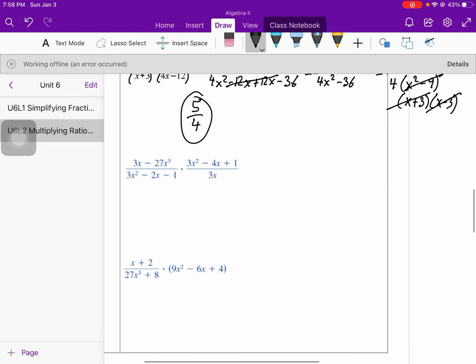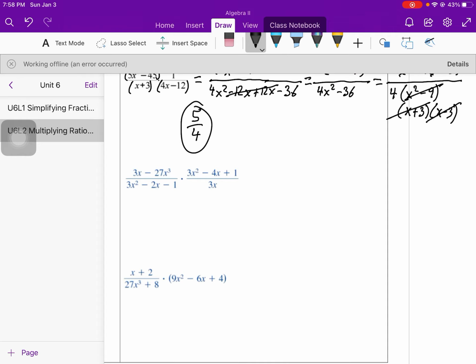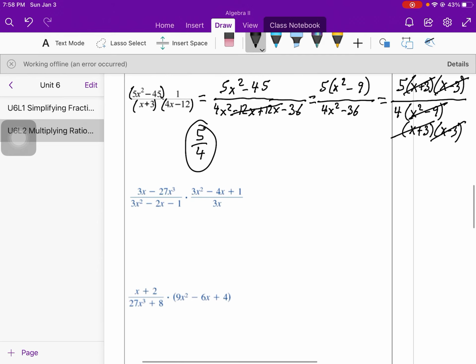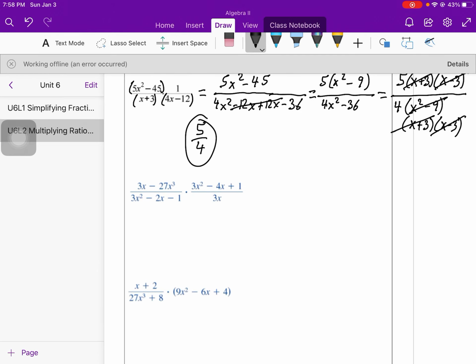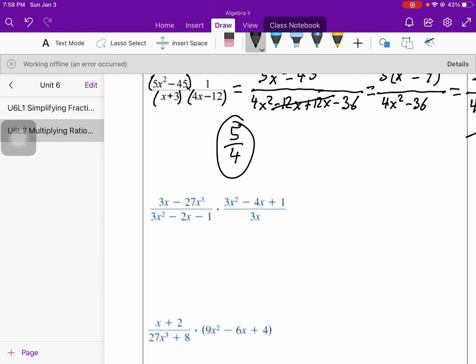Okay, a couple more. Now, this one, don't multiply it all out here. That is not going to help us. What we can actually do is factor before we multiply. So this first one, if you look here, 3x minus 27x cubed. If we factor that, we can take a 3x out. We're left with 1 minus 9x squared. The bottom one, however, is a little bit trickier because we have a 3 out front.